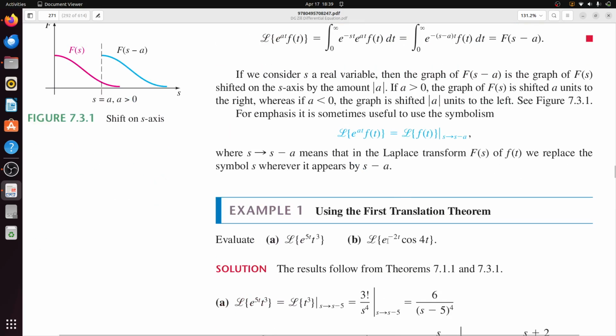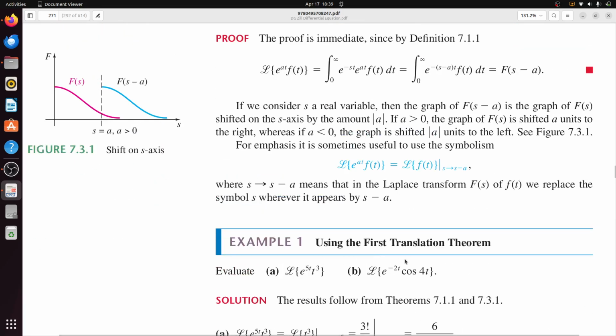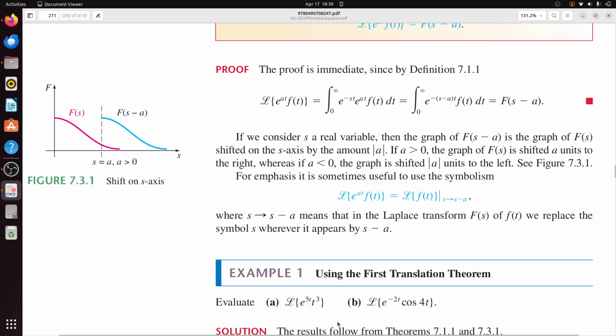So next we will try to solve the two problems which I discussed earlier: the Laplace transformation of e to the power 5t into t cube. So e to the power 5t is an exponential type of function that is multiplied with the function t cube itself.